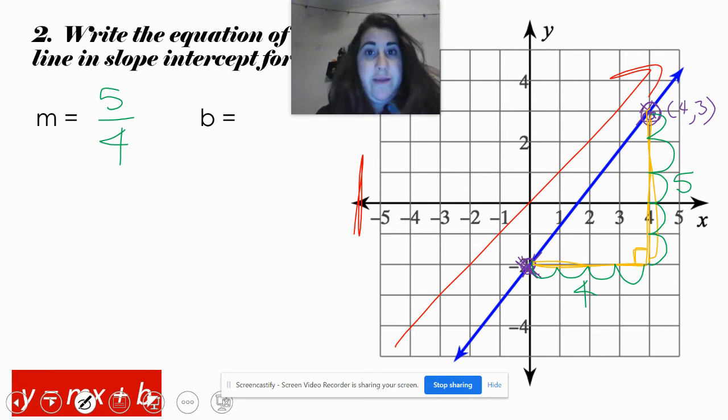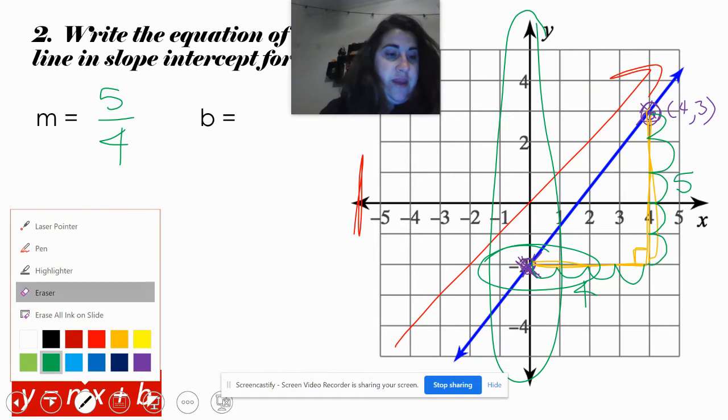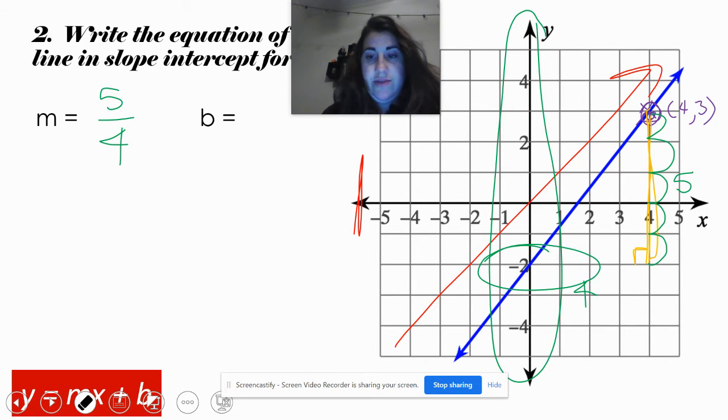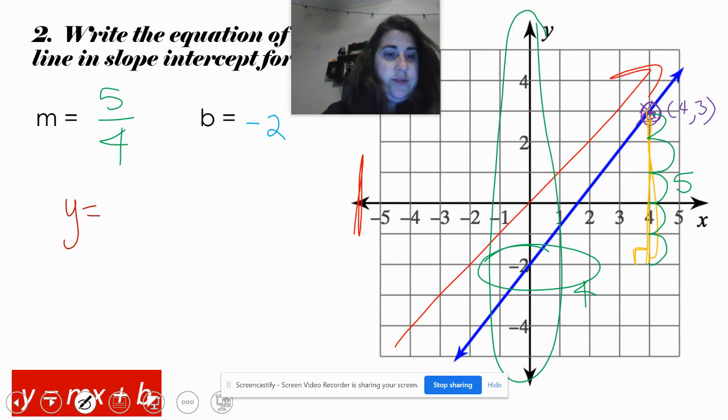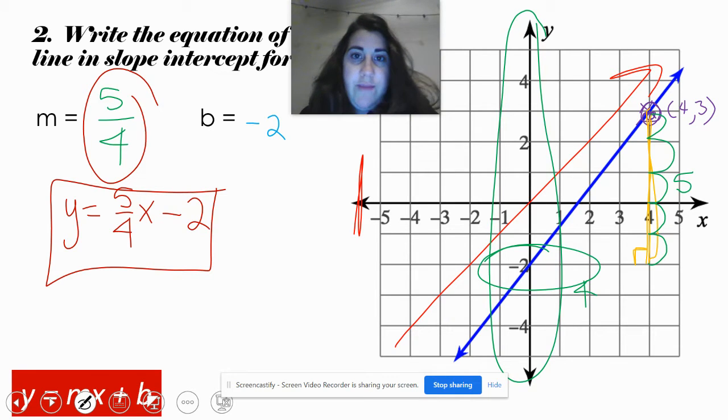All right, and now I need to find my b, which is my y-intercept. So I'm looking at this line here. Where does it cross? Right here. And if you guys can't tell because of all my markings, what's underneath there? That's a -2. So my b is -2. Now, if I were to write this, I'm just going to put y equals x. What's in front of the x? My m, so my 5/4. And then what's my y-intercept? -2.